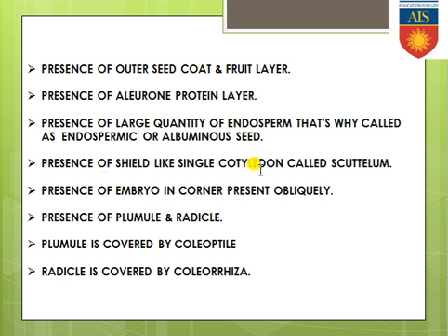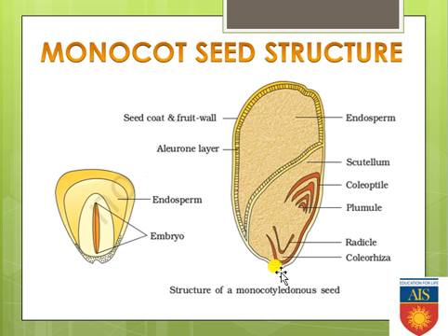Presence of a shield-like single cotyledon, which is known as the scutellum. Presence of the embryo in the corner, present obliquely, so that the embryonal axis is also present in an oblique manner. Plumule and radicle are both present like in the dicot seed, but the plumule is covered by the coleoptile and the radicle is covered by the coleorhiza, and this coleoptile and coleorhiza were not there in the dicot seed structure. So this is overall the structure of the monocot seed. Again, see the similarity, whatever points I have told are all written and labeled here, or not?